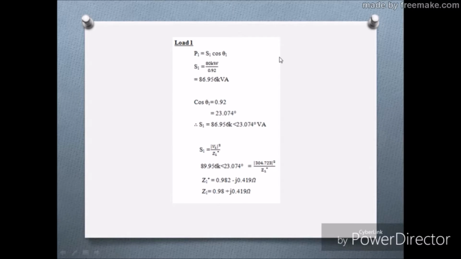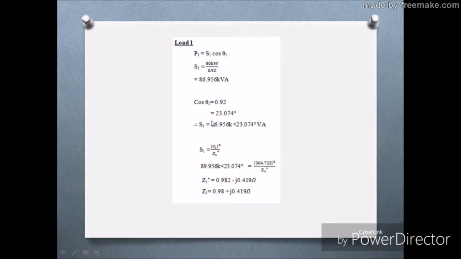So V2 at this node is equal to the V1 over here. Then we're gonna move to load 1. We're gonna use the same formula as load 2, as we have been given the same information on load 1 and load 2. So the formula we have used is P equal to S cos theta, and this is the final answer. Then we find the angle.